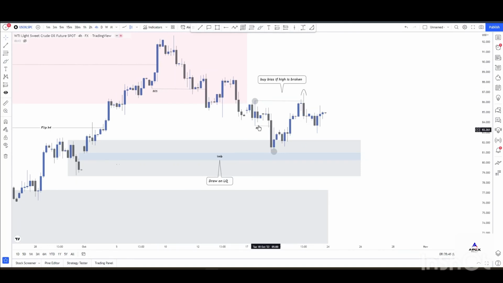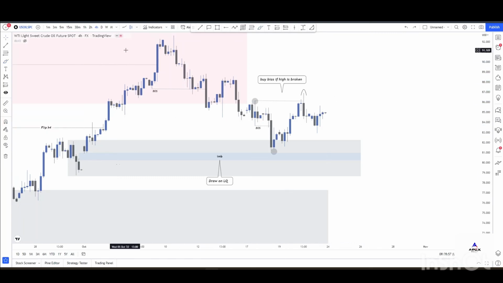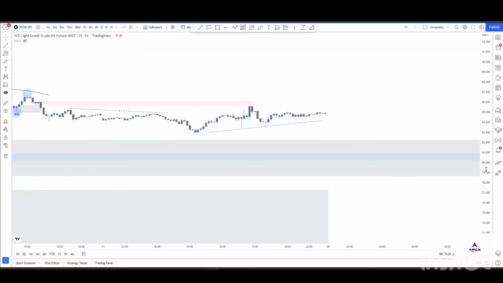Now we are only going to shift to long if our H4 high is broken. So if we see, let's say, a break of this high upon the retracement, we can now look for longs, but so far the structure is bearish here on H4, so we can keep looking for shorts. Now let's go to the 15 minutes time frame. I have a very nice setup here.